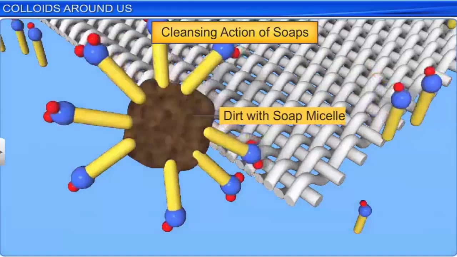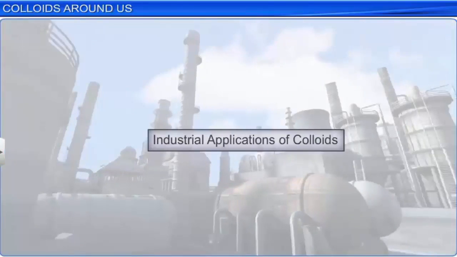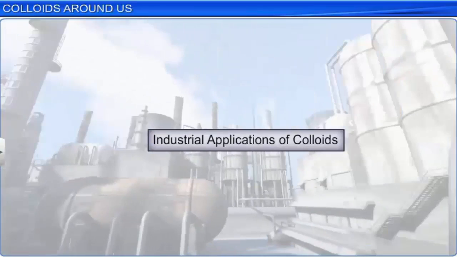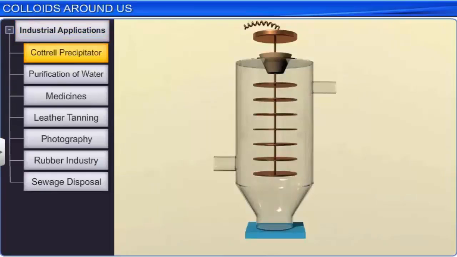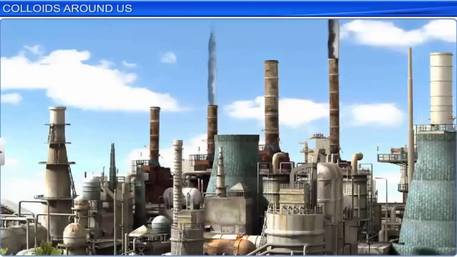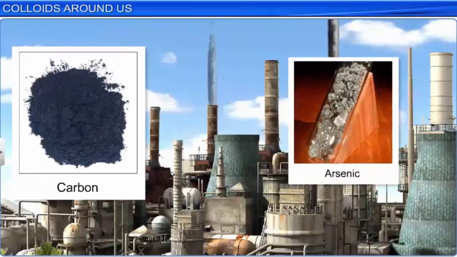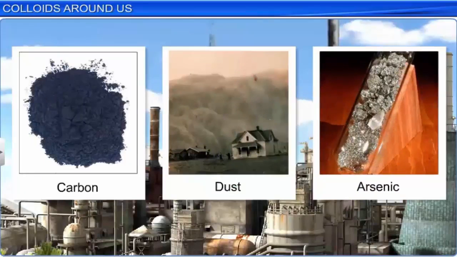Let us now look at some industrial applications of colloids. The most important industrial application of colloids is the Cottrell smoke precipitator. Smoke is a colloidal solution of solid particles such as carbon, arsenic compounds, and dust. Smoke from industries is a major air pollutant, and therefore it is desirable to precipitate it to prevent it from spreading.